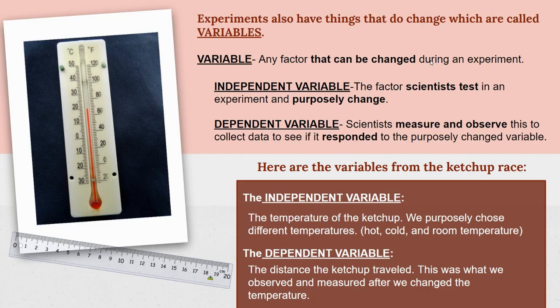Here are the variables from the ketchup race. The independent variable: the temperature of the ketchup. We purposely chose different temperatures: hot, cold, and room temperature. The dependent variable: the distance the ketchup traveled. This was what we observed and measured after we changed the temperature. So this is what responded to the independent variable, which was the temperature.